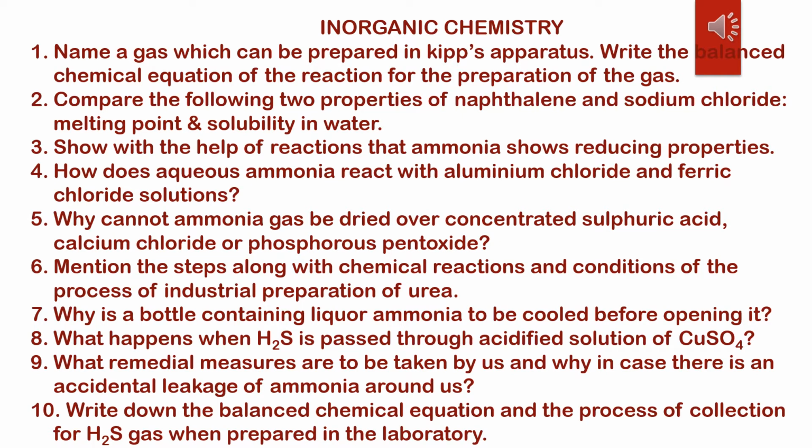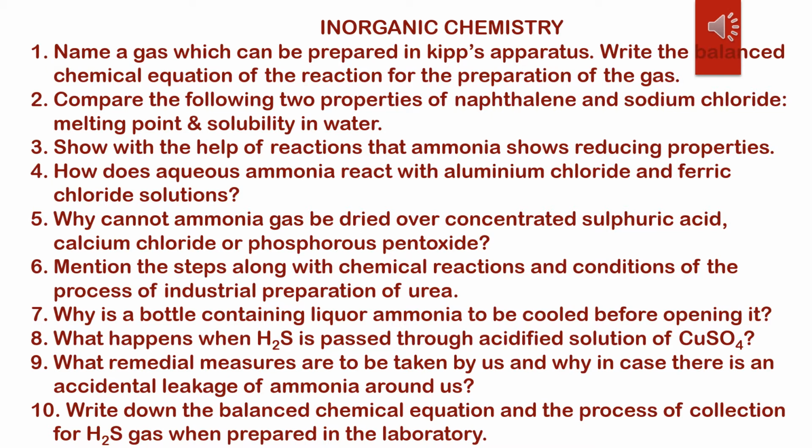So, answer: H2S can be readily and intermittently prepared in Gibbs apparatus. H2S is prepared by the action of dilute sulfuric acid on ferrous sulfide. The equation is FeS plus H2SO4 equal to FeSO4 plus H2S.